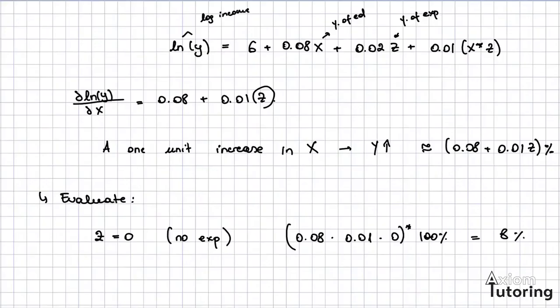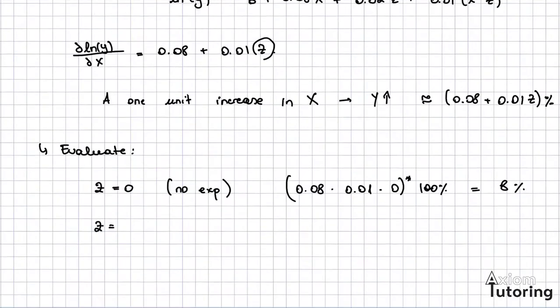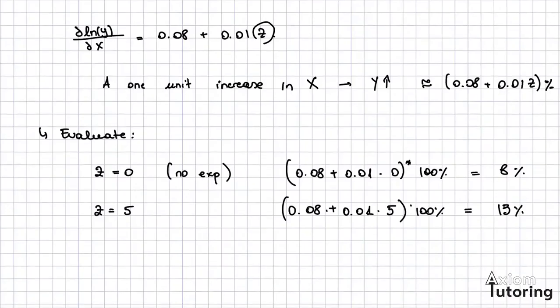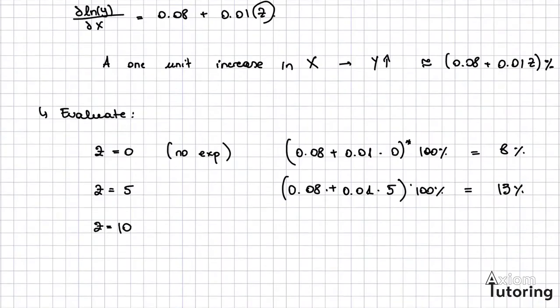which will give us simply 8%. Now, if z, let's say, is equal to 5, then we're going to have 0.08 plus 0.01 times 5, all of this times 100%, which, if you do the computations, will give us approximately 13%. And then one last computation for z being equal to 10. We're going to have 0.08 plus 0.01 times 10. All of this multiplied by 100%. If you do the computations, you'll find that this will give you 18%.